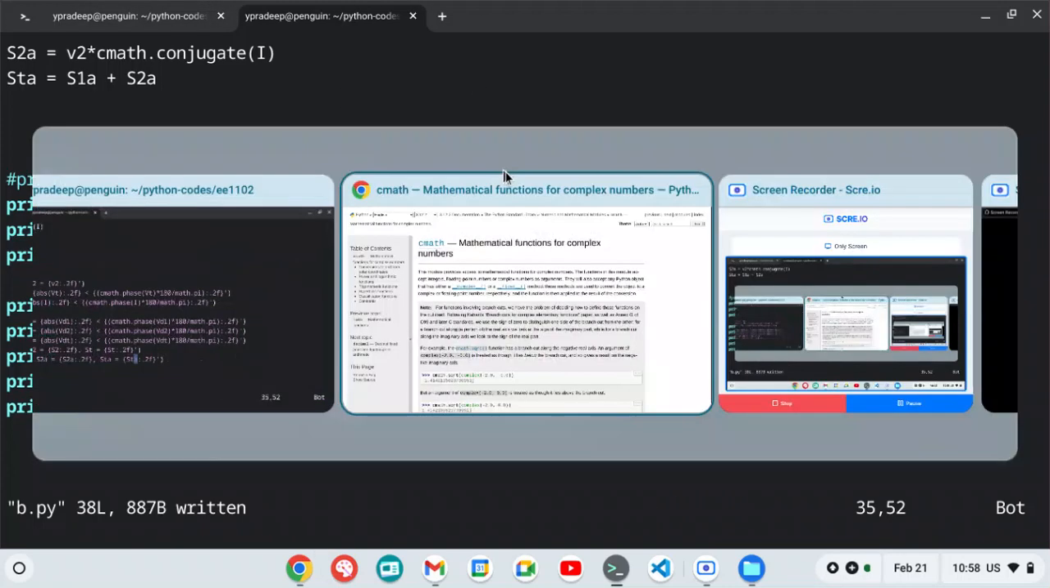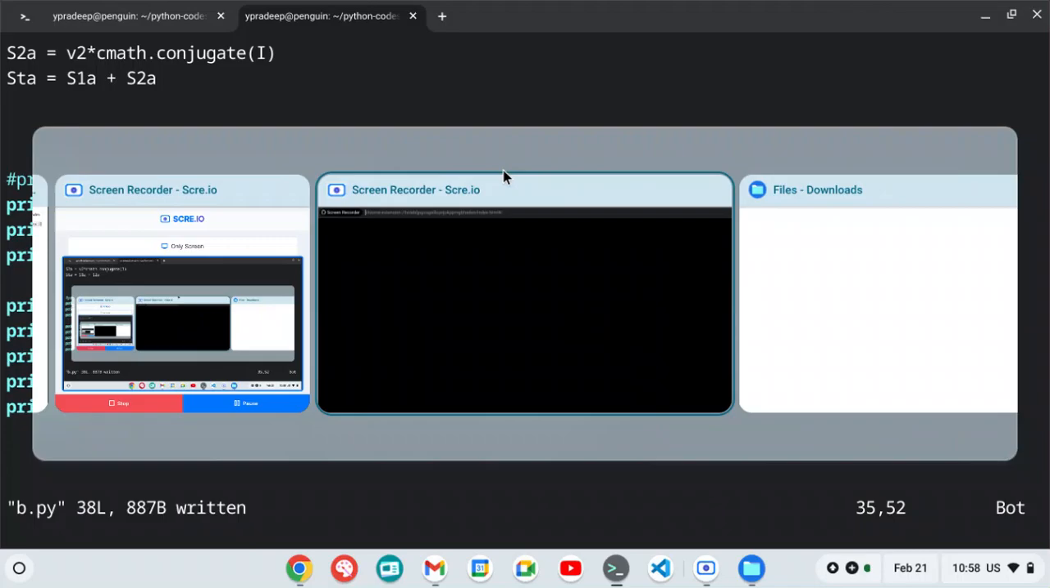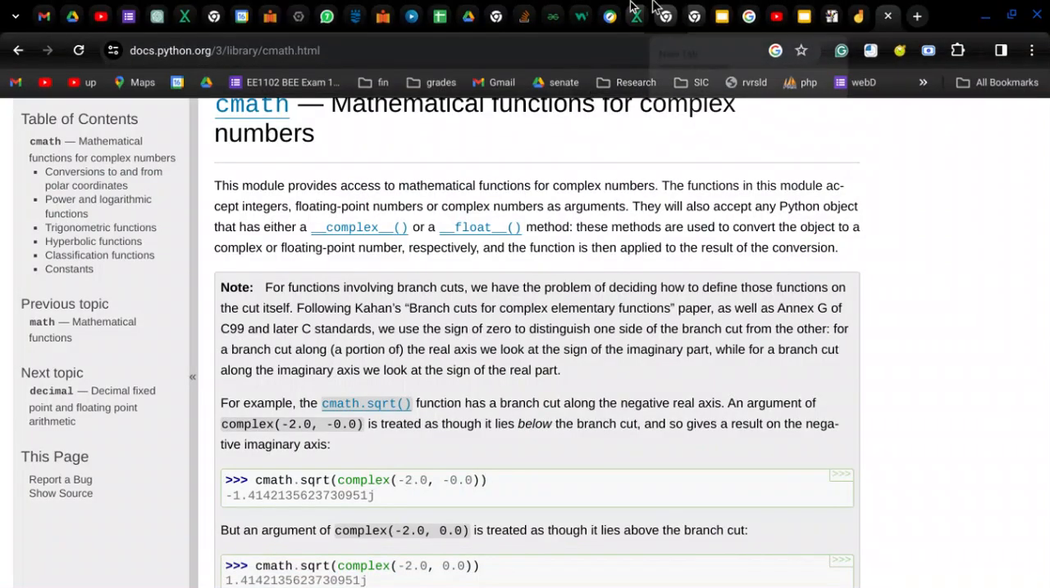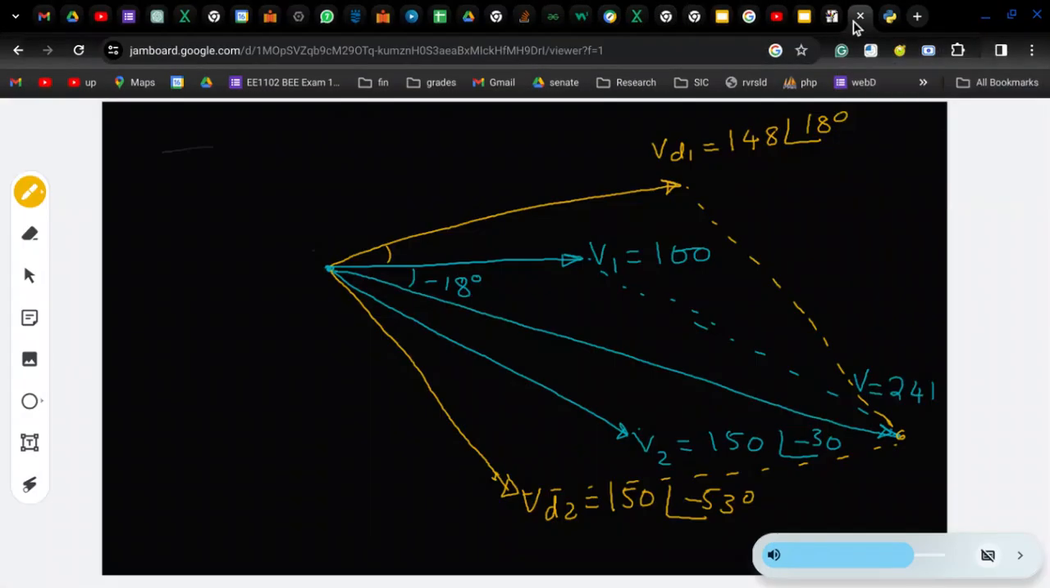So I hope you got some idea about drawing the vector diagrams using this. So with this, I will end the class. Thank you.